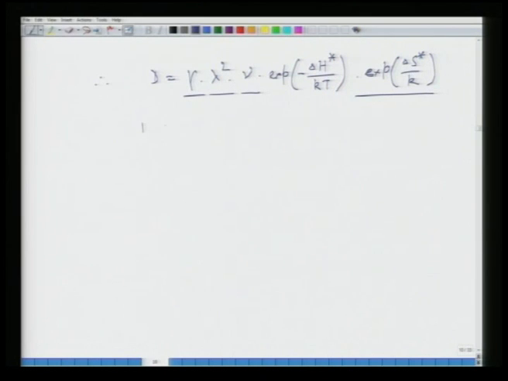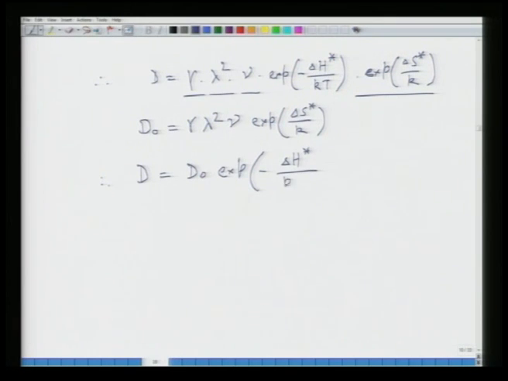There is no temperature dependence here. So, all these things will make D naught, which will be gamma lambda square nu exponential of delta S star divided by k. Okay. So, D will be given as D naught exponential minus delta H star divided by kT. Now, this expression is similar to the expression that we developed earlier, that I wrote earlier.